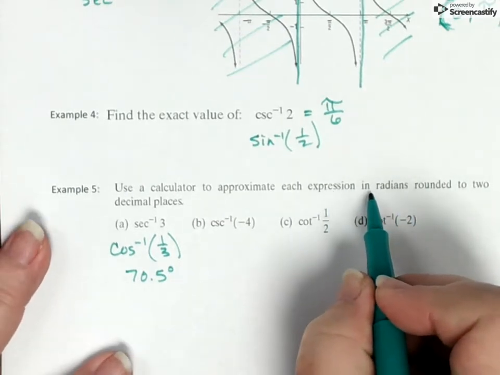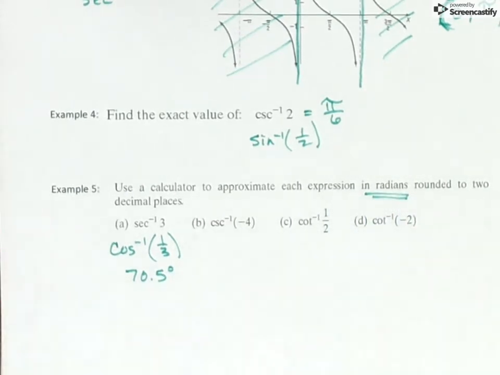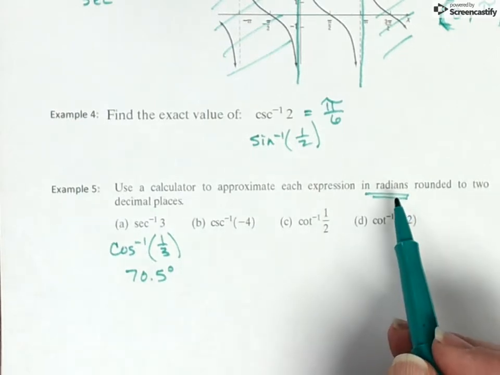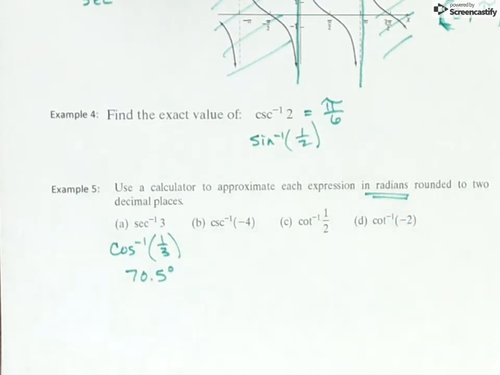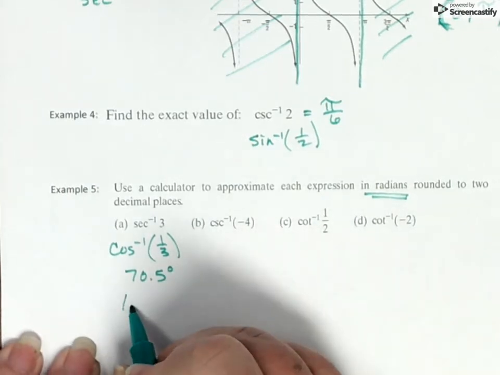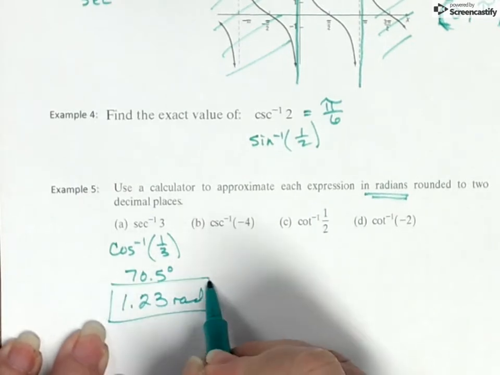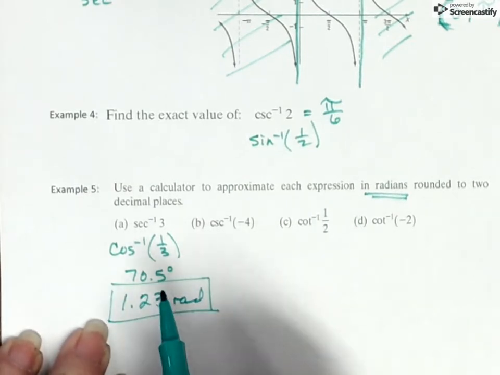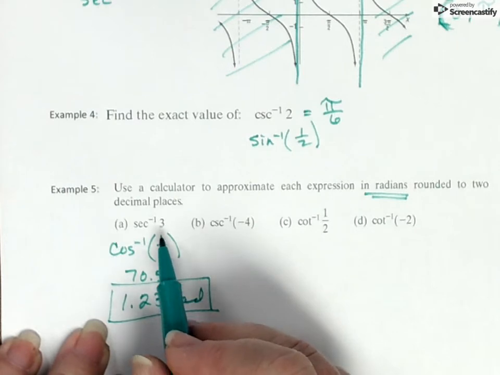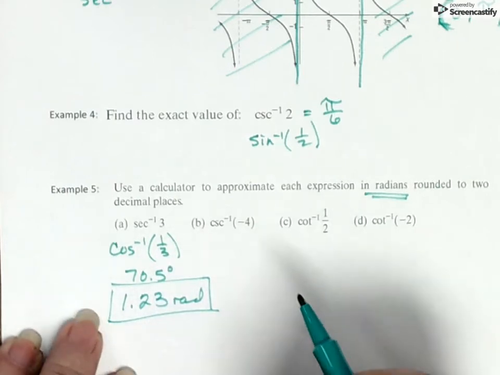But this problem said to express it in radians. So make sure that you look at the instructions. I probably should have done that myself. Look at the instructions and make sure you know what they're asking for before you begin. So the inverse cosine of 1/3 in radians is 1.23 radians. Both of those values are in quadrant 1, which is where cosine would be positive and secant would be positive.